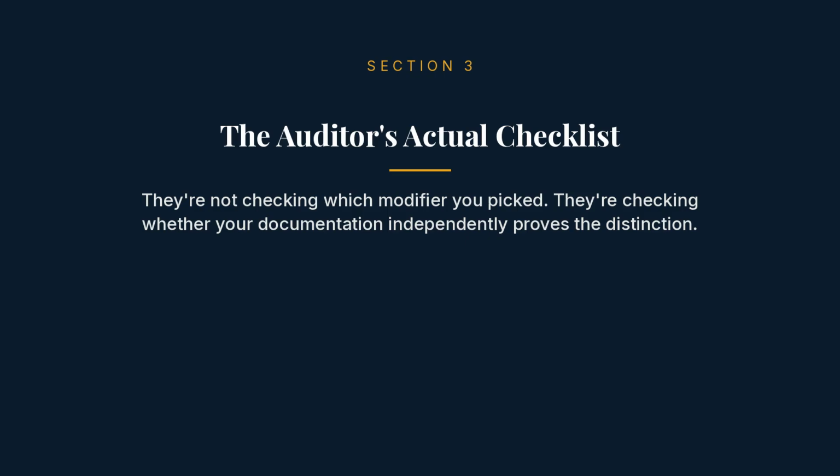An auditor isn't just checking which modifier you picked. They're checking whether your documentation independently proves the distinction, separate site, separate session, or separate clinical indication, without the modifier doing the explaining for you. If the note doesn't support it, the modifier doesn't save the claim.